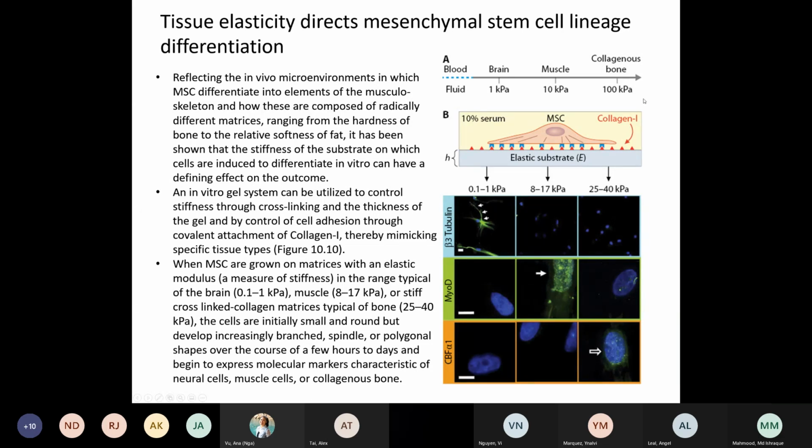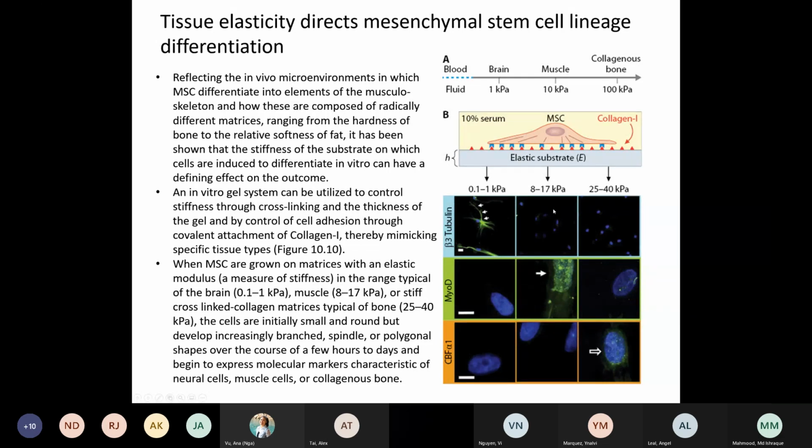So it's easy to understand. Bone is very hard, muscle is softer, the brain is super soft. Okay, the muscle compared to brain is still hard. So you use this to describe the stiffness in different organs, and in cell culture, they try to simulate that by cross-linking collagen to the matrix. They can change the stiffness of the culture matrix.